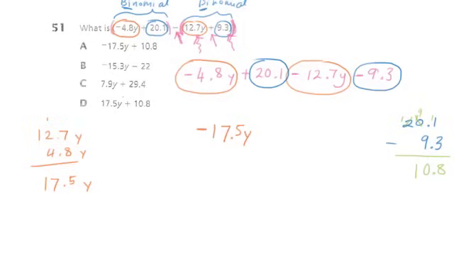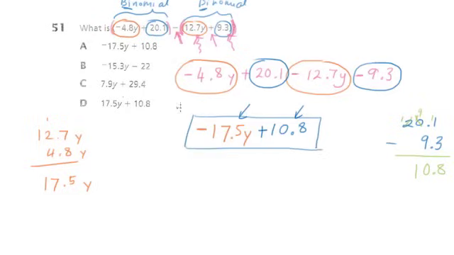So now let's go back to the blue pen. That's a positive 10.8, so I'm going to add 10.8. Now keep in mind there's nothing else I can do here because this term has a y, this term doesn't, so that's the best that I can get. I can't combine anything else right now.